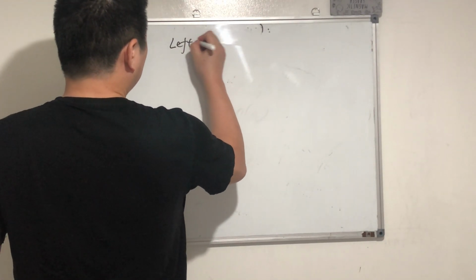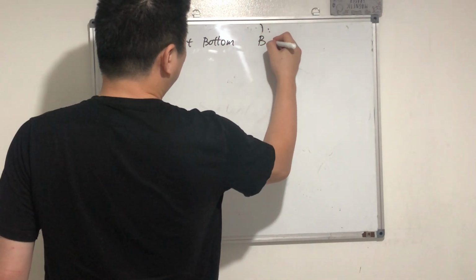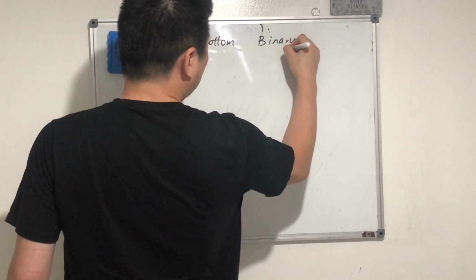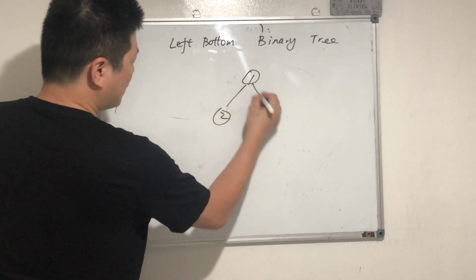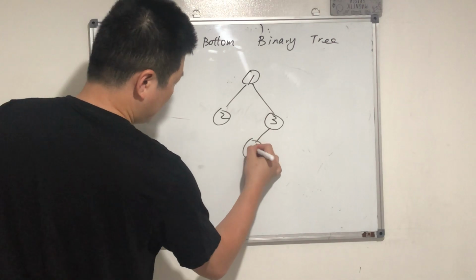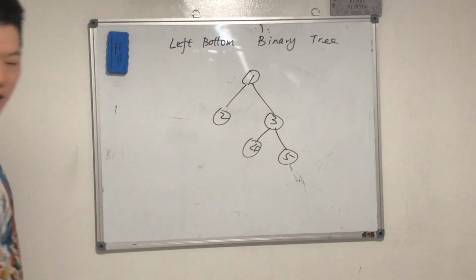Something about the binary tree. Yeah, left bottom binary tree value, right? Today we're going to talk about the right one. Okay. So today we're going to do depth search.